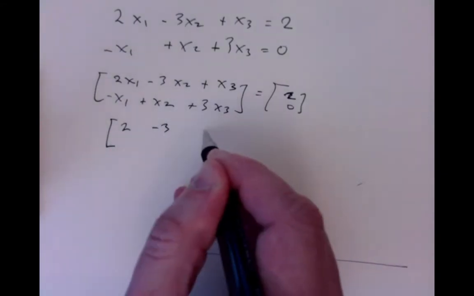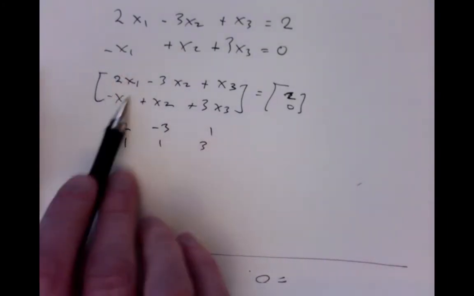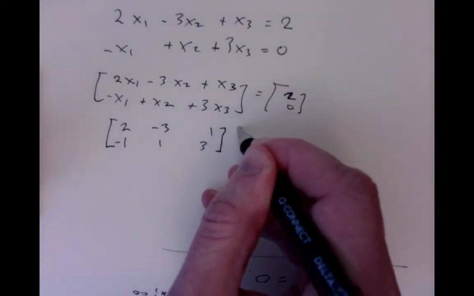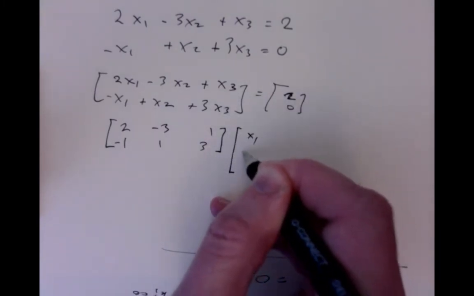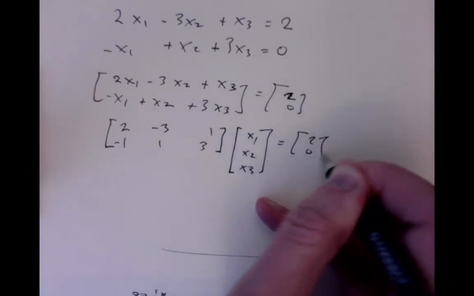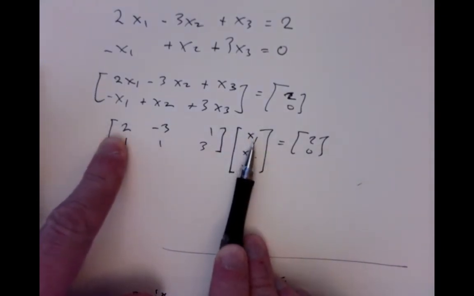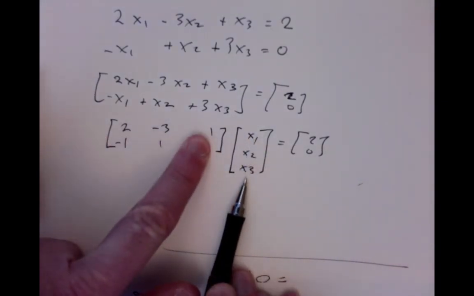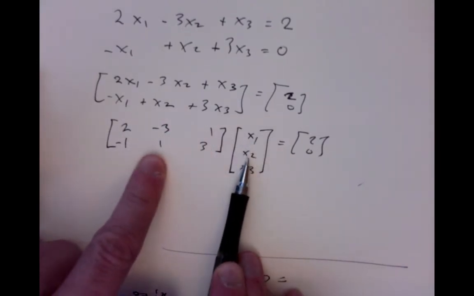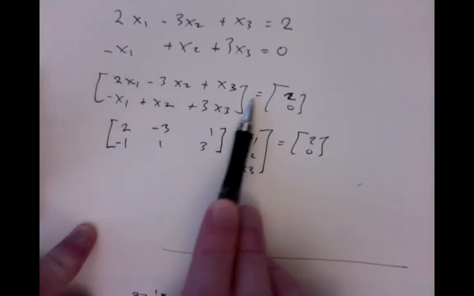2, minus 3, 1, minus 1, 1, 3. Those are the numbers that appear in front of the x's, written out just as numbers without any x's. We can then write the x's down here, x1, x2, x3, equals 2, 0. If you run your fingers across this way and down that way, multiplying out 2x1 minus 3x2 plus 1x3, and then the next one is minus 1x1 plus 1x2 plus 3x3, you can see that you're producing exactly these results.